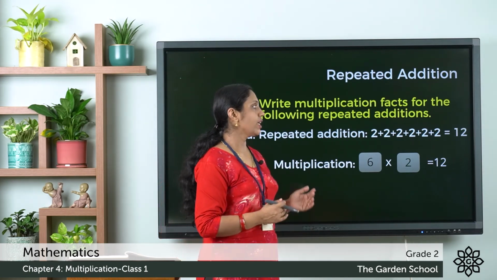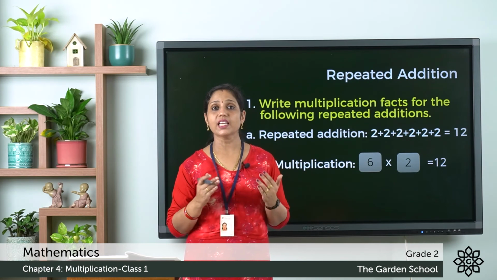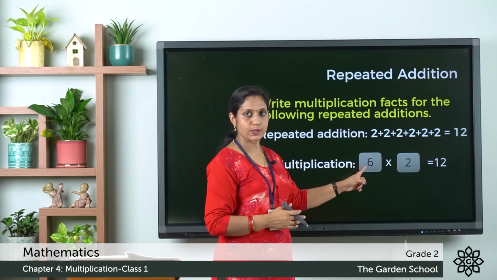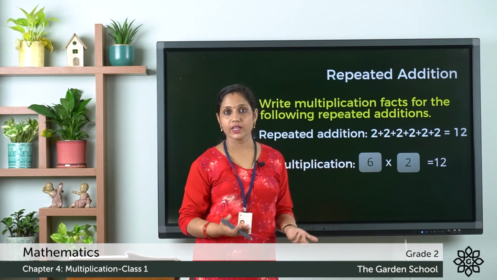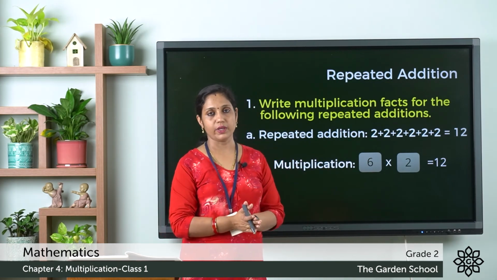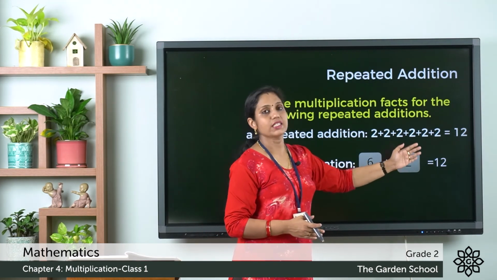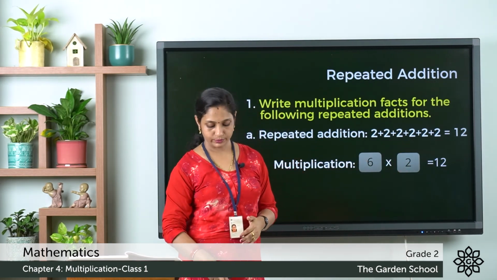Now we have to write the multiplication form for this repeated addition. So here you can see the number 2 is repeating 6 times. So which number should we write first? It is 6. And then which number is repeating? The number 2 is repeating. So we can write this as 6 into 2 is equal to 12.